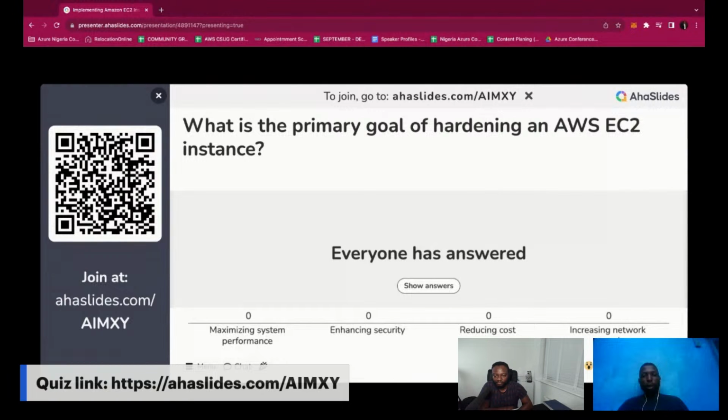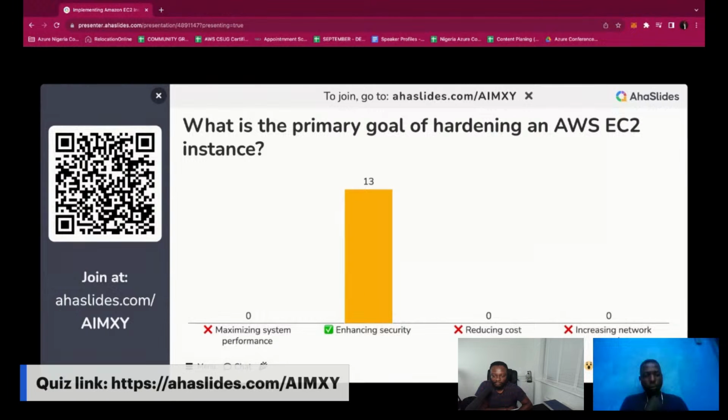The first option, optimizing system performance, enhancing security, reducing cost, and then the last one is increasing network. See, everyone got the question correct, so it's nice and easy, right?